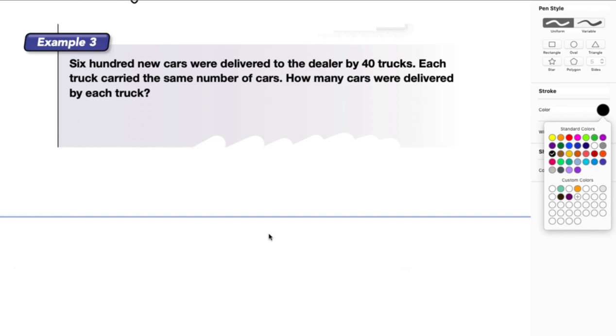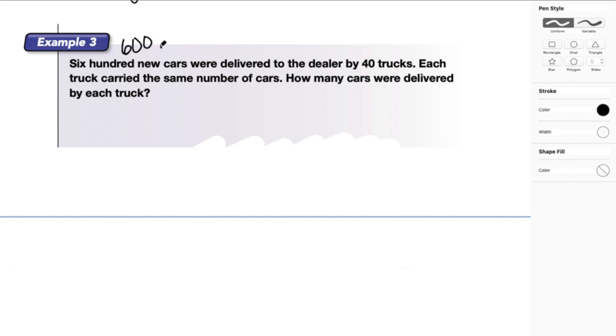Okay, so let's look at example 3. 600 new cars were delivered to the dealer by 40 trucks. So we've got 600 cars. And sometimes word problems do this. They write the number as a word, so it's hard to see it. So I would actually just write 600 cars right here just to keep my mind focused on it. So 600 cars were delivered to the dealer by 40 trucks.